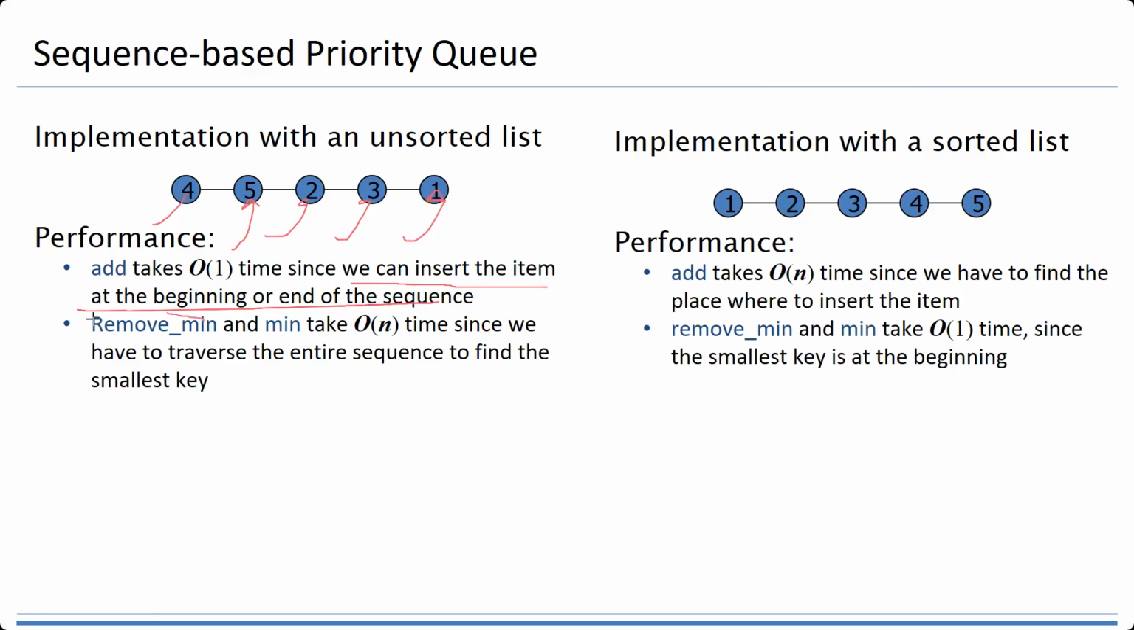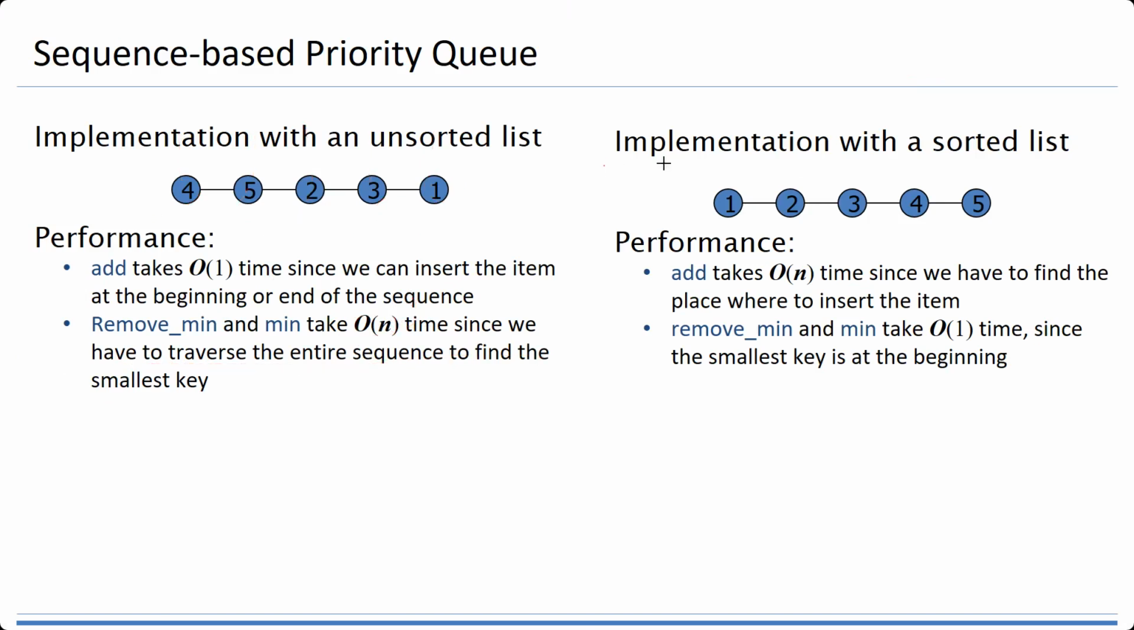But when we want to remove the minimum, or find the minimum, what is it? When we want to find the minimum, it will take O(n) time, since we have to traverse the entire sequence to find the smallest key. So I have to check, is it the minimum? No. Is it the minimum? No. Is it the minimum? No. Is it the minimum? Yes. So at least we need O(n) for finding the minimum.